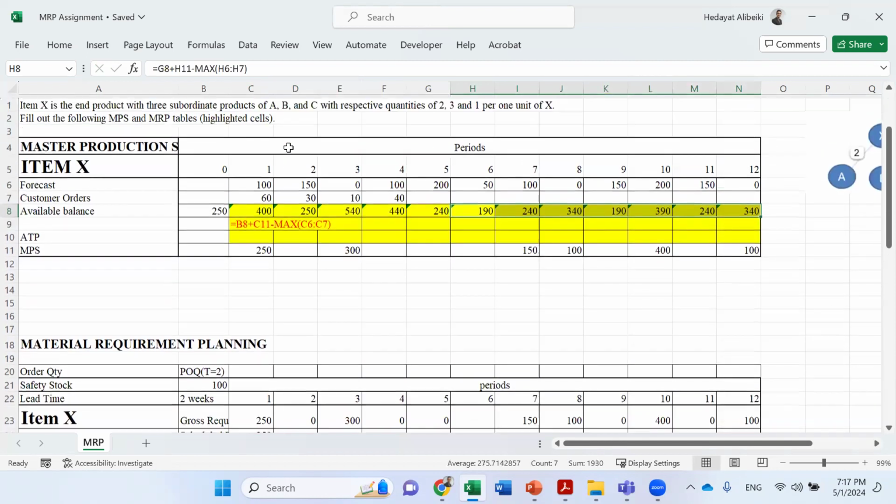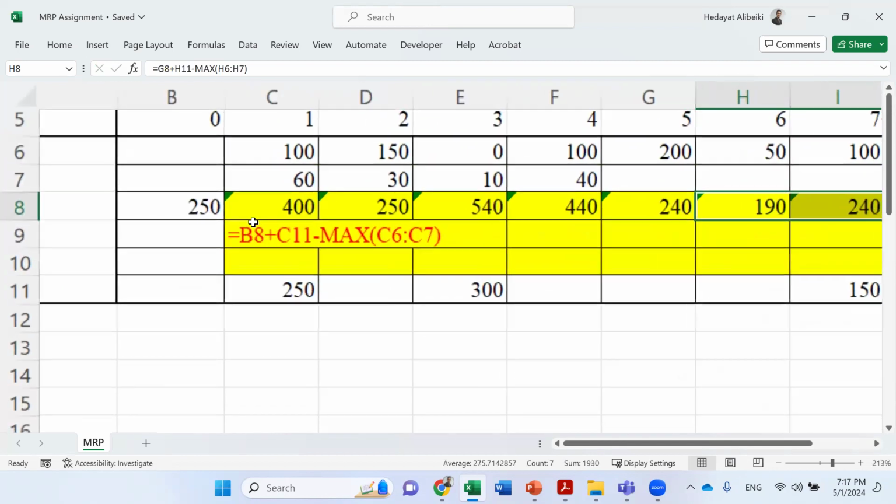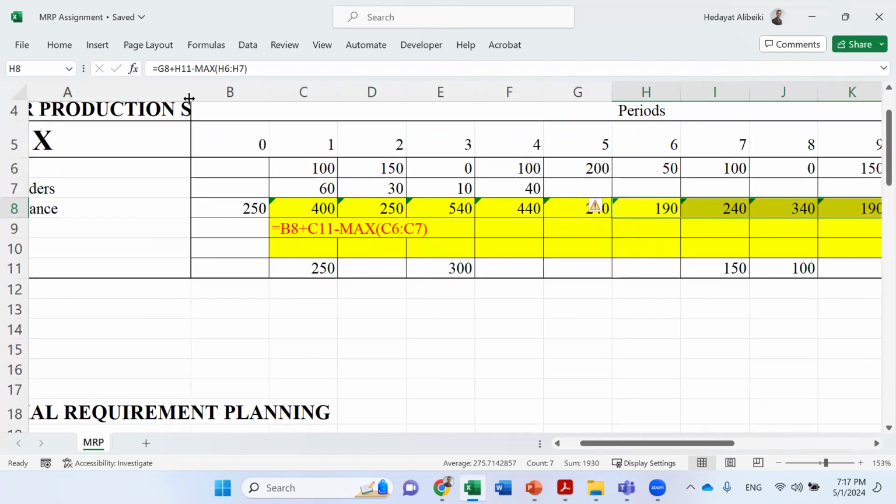And I just kept using the same formula. I just dragged the formula to the right.